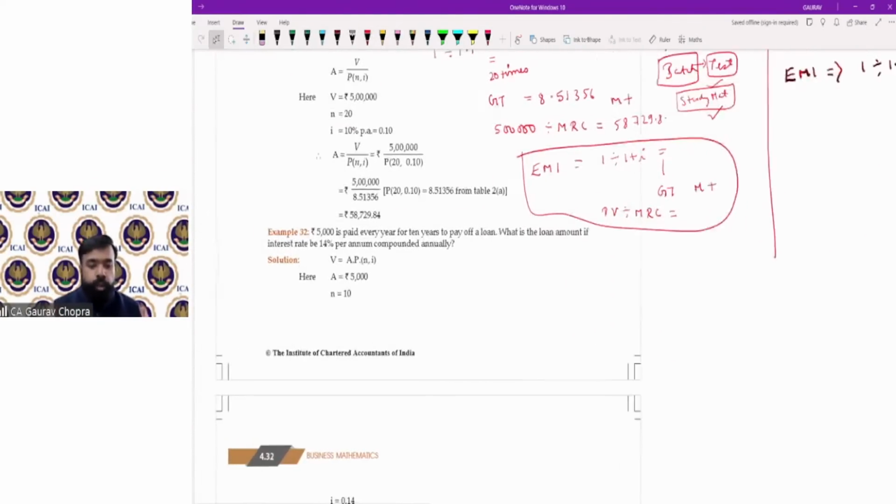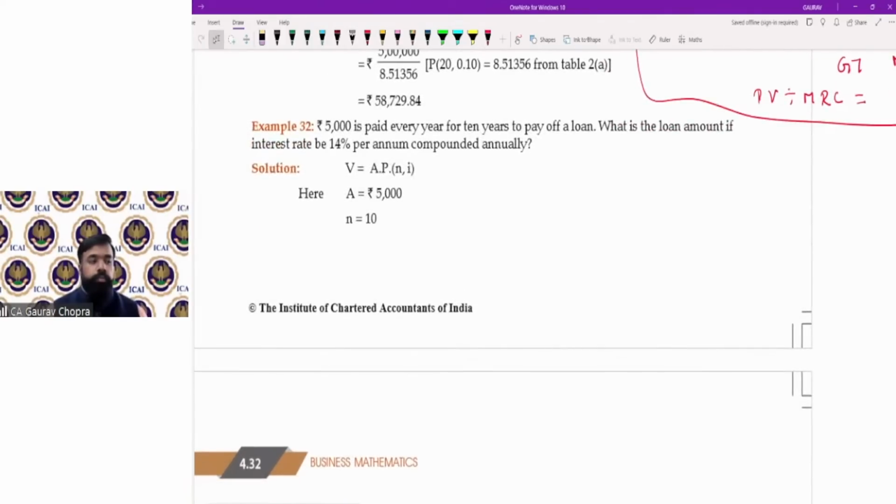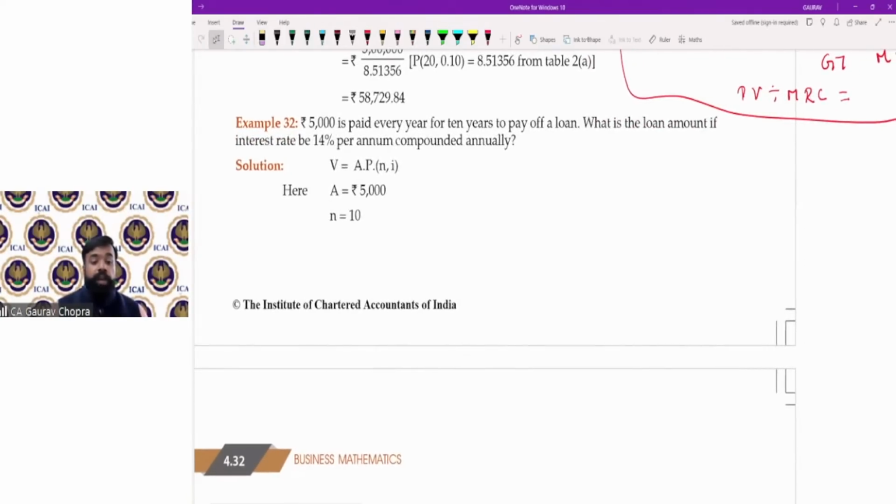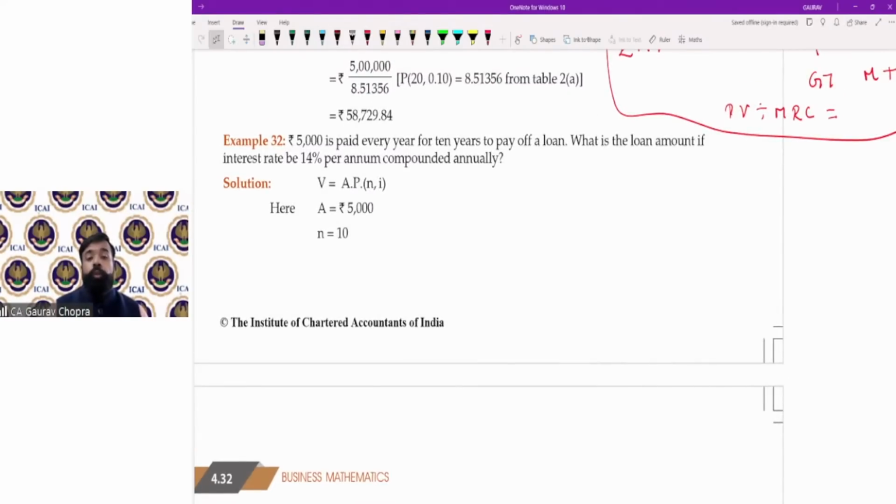So let's practice some more examples. 32. 5,000 is paid every year for 10 years to pay off a loan. Now, since it is every year, so it denotes annuity. So 5,000 is the amount for annuity. Tenure is 10 years. This is the time period. What is the loan amount if rate of interest is 14%? So I is 14%. Compounding is done on annual basis. Okay, compounding is done on annual basis.